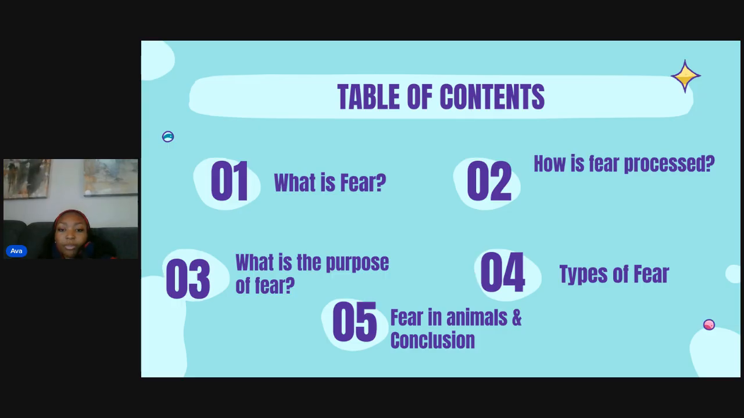So, table of contents. Number one, what is fear? Number two, how is fear processed? Number three, what is the purpose of fear? Number four, types of fear. And number five, fear in animals and my conclusion.